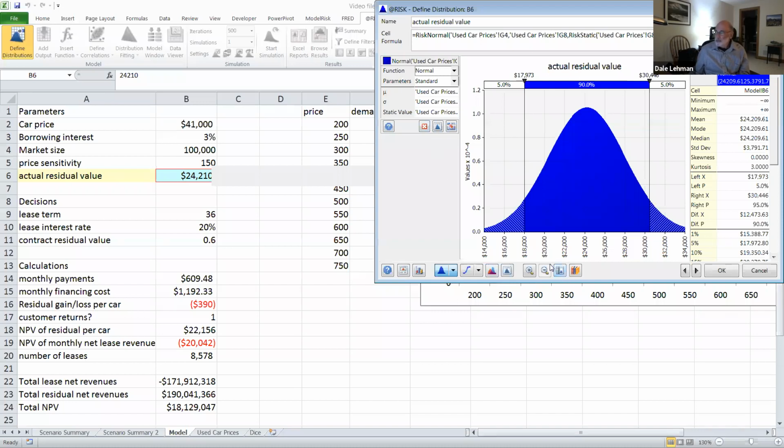So for now, just bear with me because we can do better, but for now I'm going to use that one. I don't want the graph, I just want to insert the distribution. Oh, I've got it in that cell.